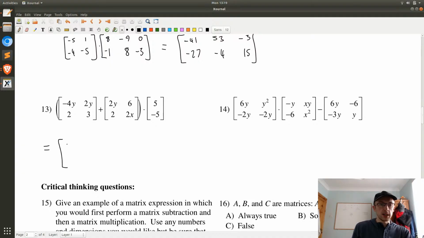-4y add 2y is -2y. 2y add 6 is just 2y add 6. 4 in this entry here. 3 add 2x in this entry here. And that has to be multiplied by -5.